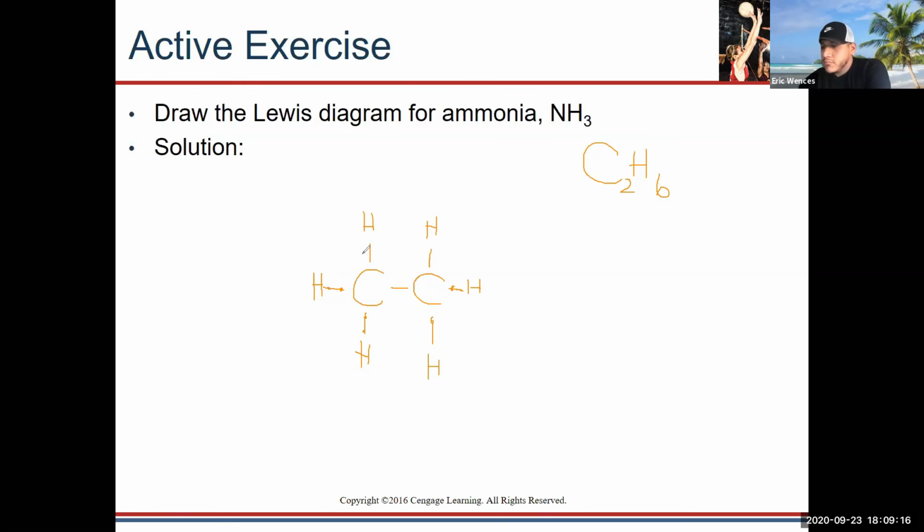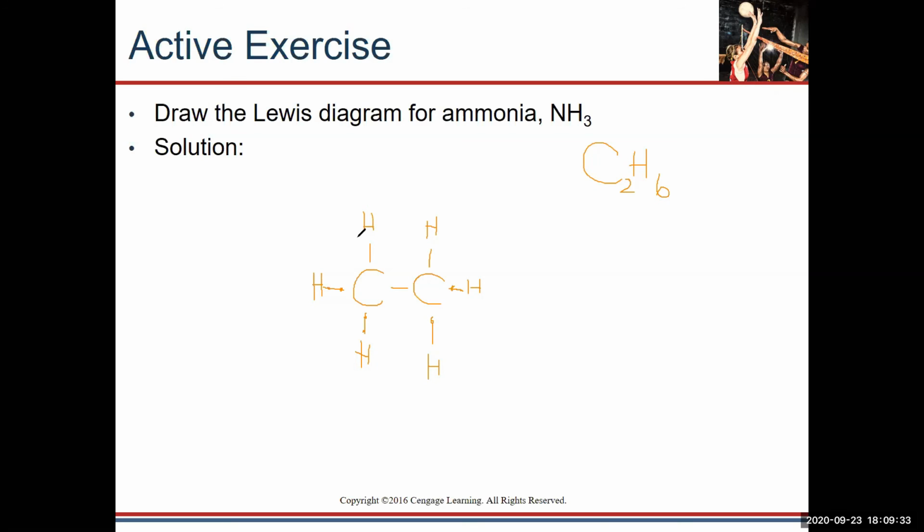Okay, so now does carbon have 8 around it? Yeah, 2, 4, 6, 8. 2, 4, 6, 8. It has 3 hydrogens around this carbon, 3 hydrogens around that carbon. Piece of cake? Yep.